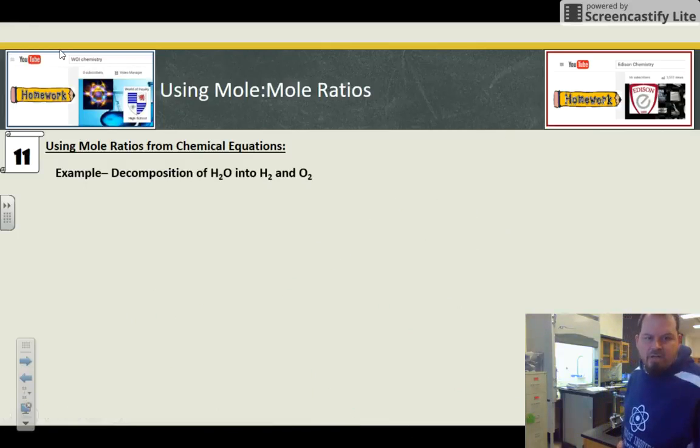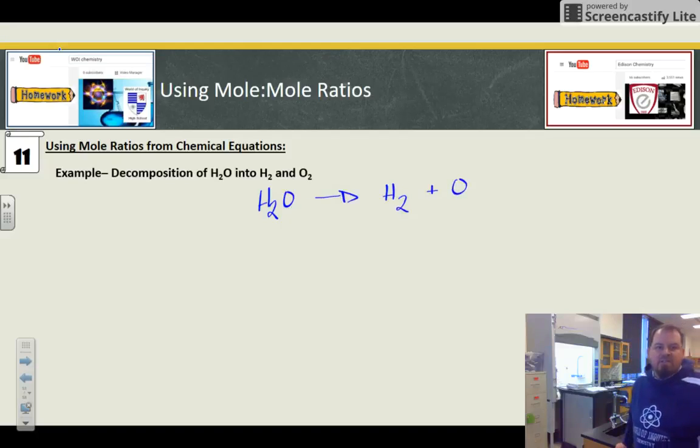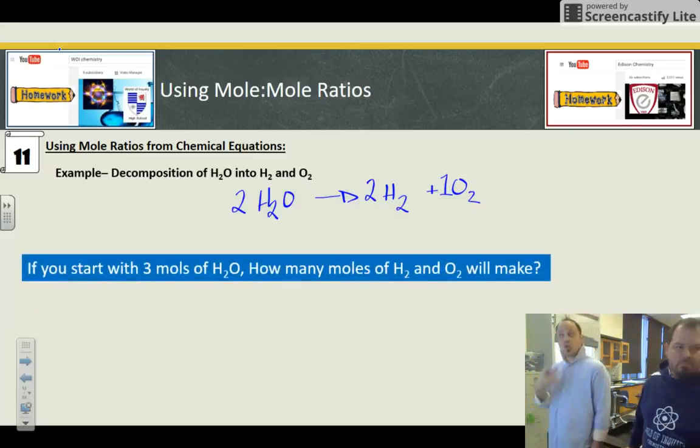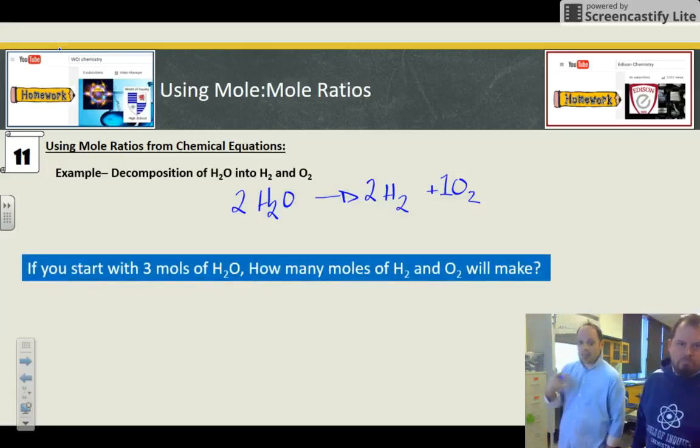It says decomposition of water into hydrogen and oxygen. So I know I'm going to start with one thing and break it down into 2. And then let's balance. It's going to need a 2 in front of water, I think. And that O is an O2. There you go. Now we're good. And then there's our balanced chemical equation. But let's get to the problem. If you start with 3 moles of H2O, how many moles of H2 and O2 will be made?